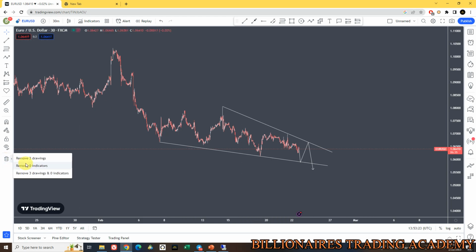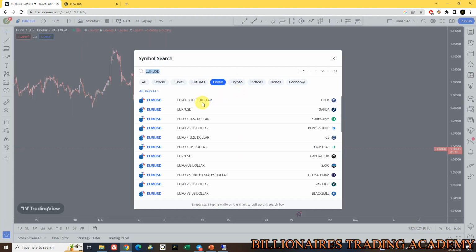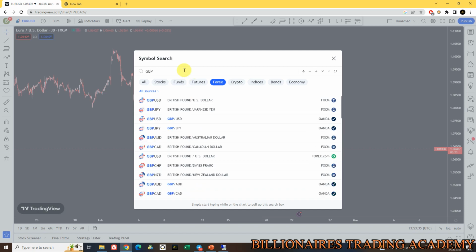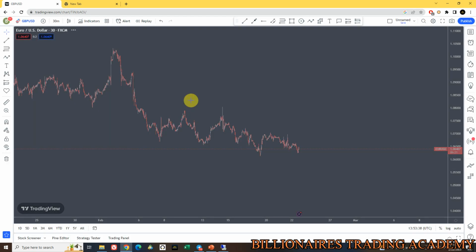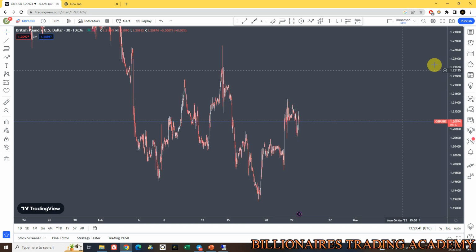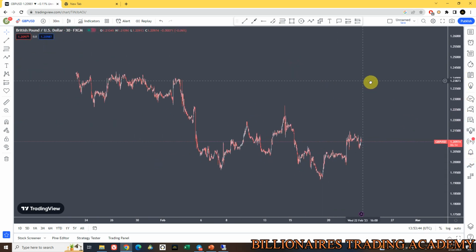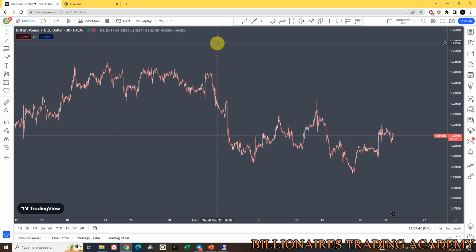Let's look at another one. Let's look at GBP USD. All right, so with GBP USD, we can see how price is moving. What are you able to see? Any good highs that you're able to see? For me, I can get this one. From there, I can get this one. And then I can also see this one. I can also see this one.